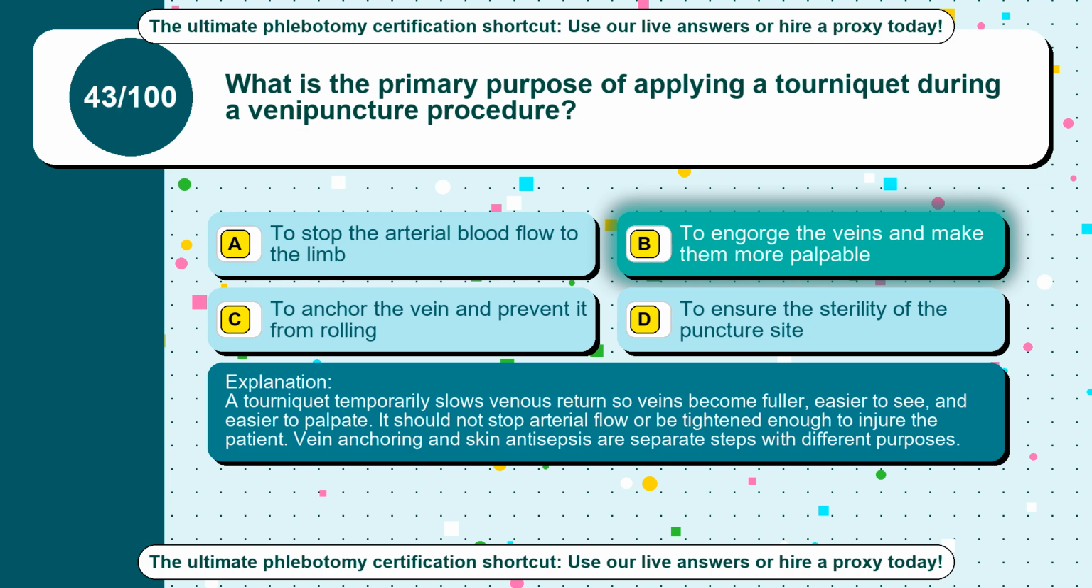A tourniquet temporarily slows venous return so veins become fuller, easier to see, and easier to palpate. It should not stop arterial flow or be tightened enough to injure the patient. Vein anchoring and skin antisepsis are separate steps with different purposes.